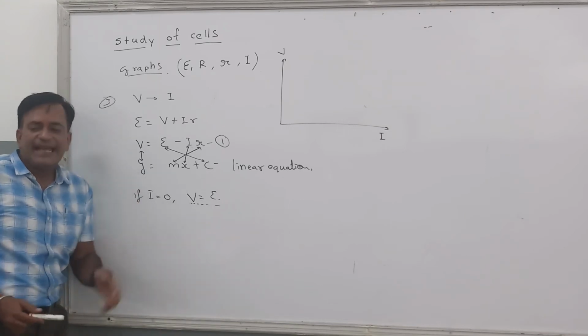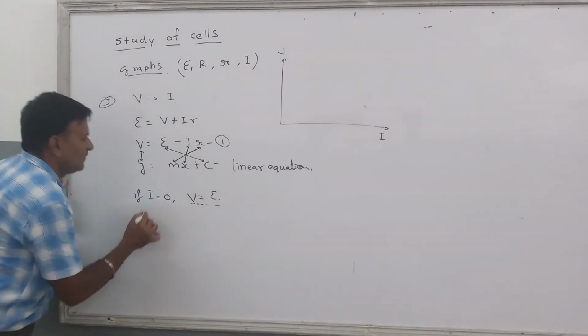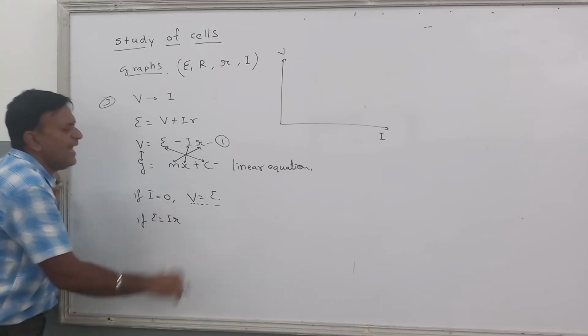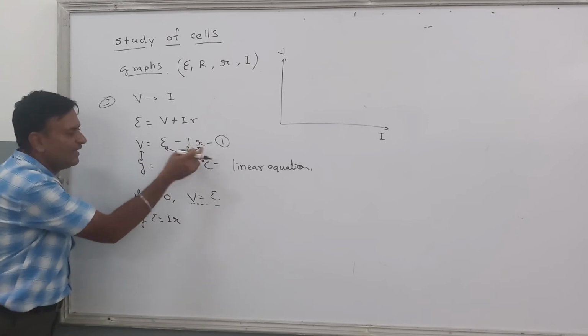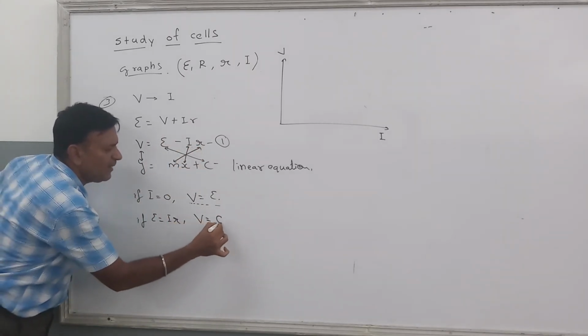First point. Second point, if epsilon is equal to Ir, see, if epsilon is equal to Ir in this equation, if you put this equal to this, these become equal, and so the value of V becomes equal to what?